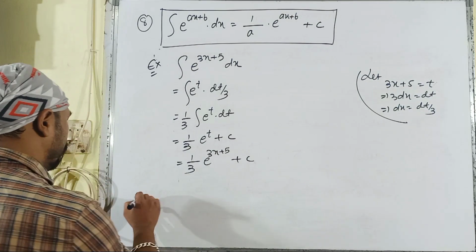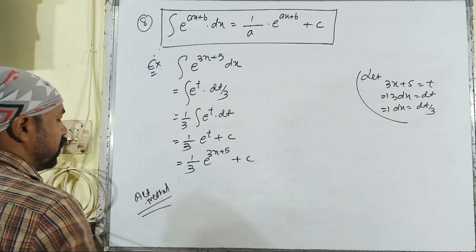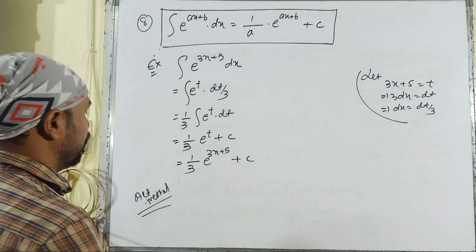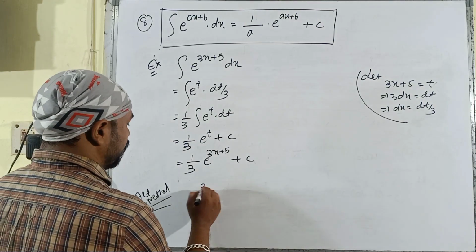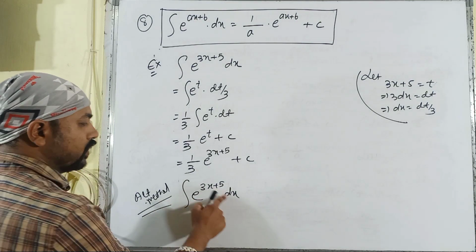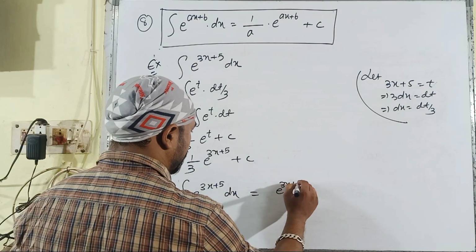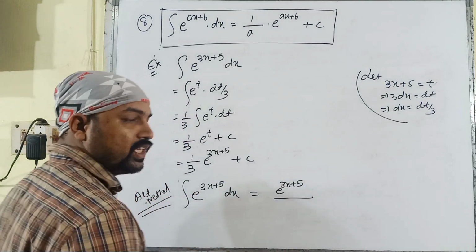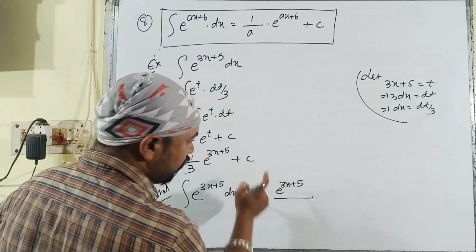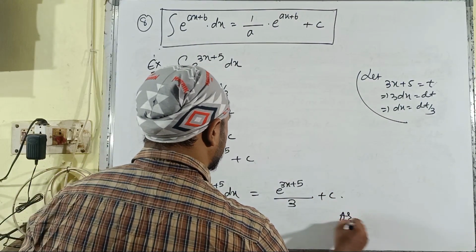You can also derive the result directly by applying the formula. If it is the integral of e to the power 3x plus 5, just write down e to the power 3x plus 5. 3x plus 5 is a linear function, so the coefficient of the variable is 3, so divided by 3 plus any constant c, and this is the answer.